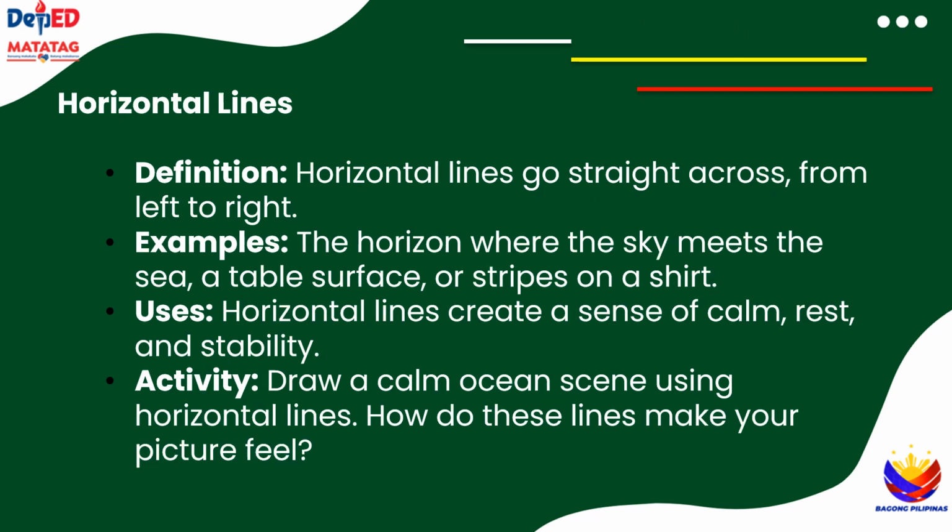Horizontal lines go straight across from left to right. Think of the horizon where the sky meets the sea, a table surface, or stripes on a shirt. Horizontal lines create a sense of calm, rest, and stability. Try drawing a calm ocean scene using horizontal lines. Notice how these lines make your picture feel peaceful and balanced, like a serene landscape or a still surface of water.